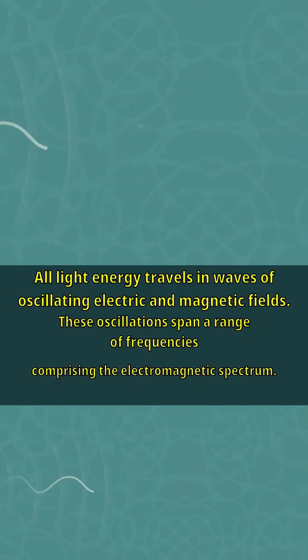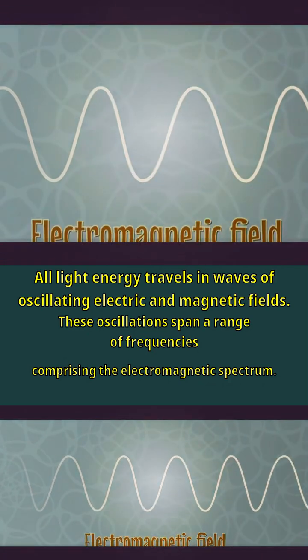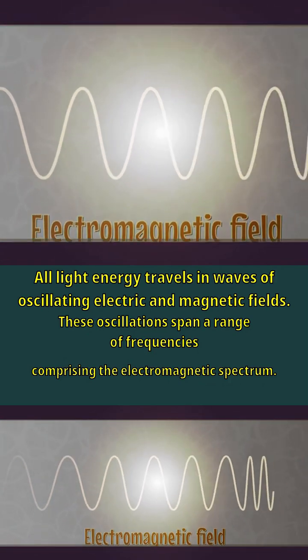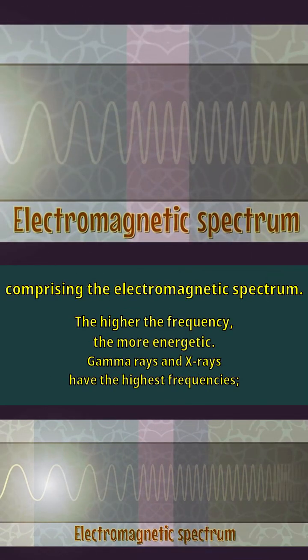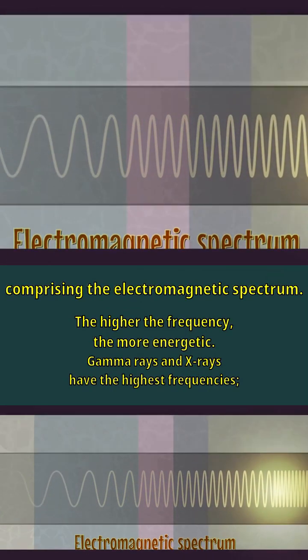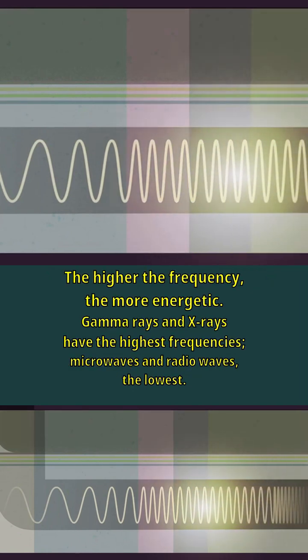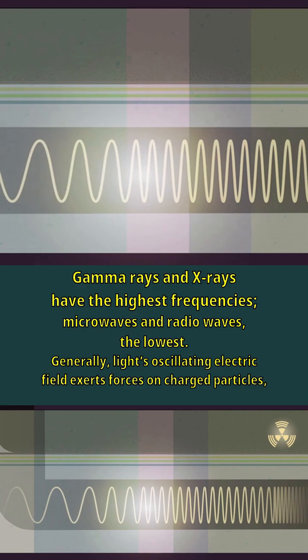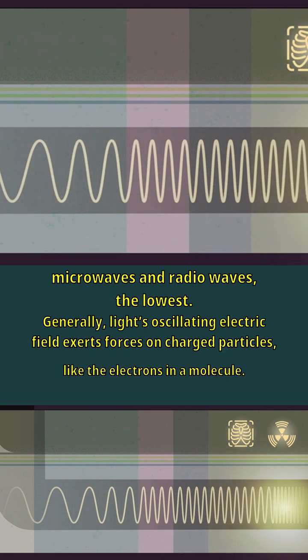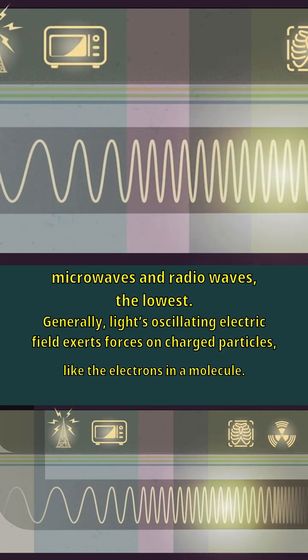All light energy travels in waves of oscillating electric and magnetic fields. These oscillations span a range of frequencies comprising the electromagnetic spectrum. The higher the frequency, the more energetic. Gamma rays and X-rays have the highest frequencies, microwaves and radio waves the lowest.